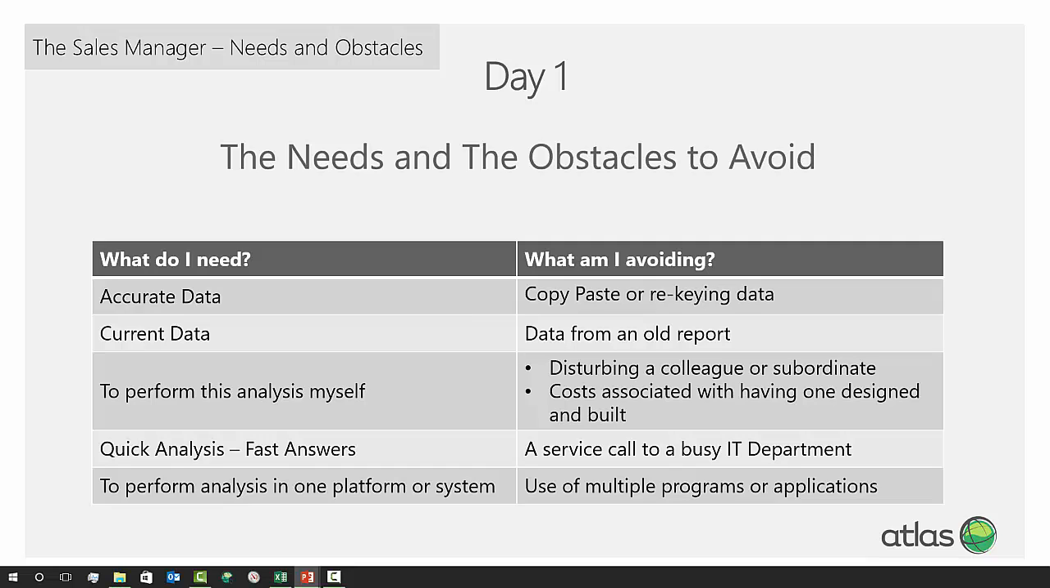And finally, what do we need and what do we want to avoid? Well, our key need is accurate data. Therefore, we want to avoid any copy pasting or rekeying of data. We don't want to introduce any data corruption due to human error. For data to be accurate, it needs to be current. So we're going to avoid using any old data that resides within any old report or old document. We are the new sales manager, so ultimately we wish to perform this analysis ourselves. Disturbing a colleague or a subordinate with those how do I questions is something we definitely wish to avoid.